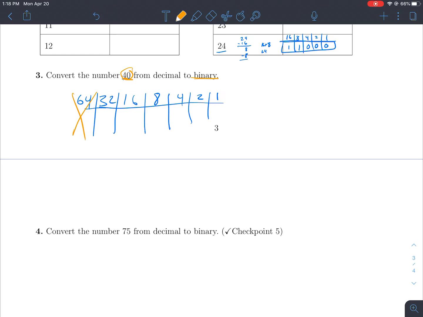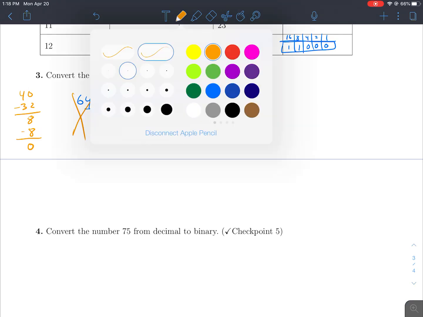Now to make 40, it's easiest to go from left to right. We'll need a 32. So 40 minus 32, that leaves us with 8 left. We don't need any 16s because it's already too big to make that 8. We can take one 8. That leaves us with nothing left. So then 0 4s, 0 2s, and 0 1s.